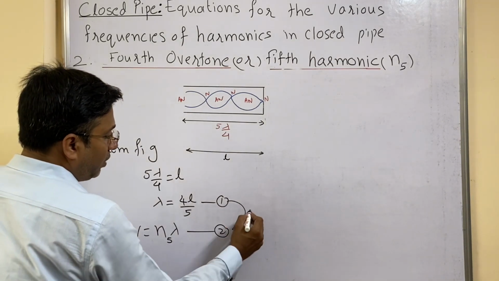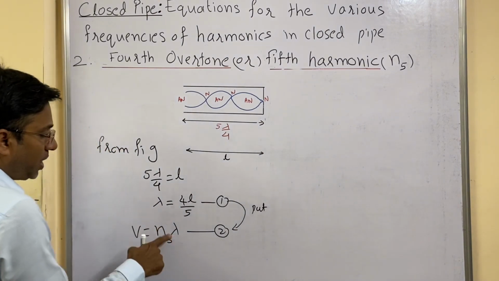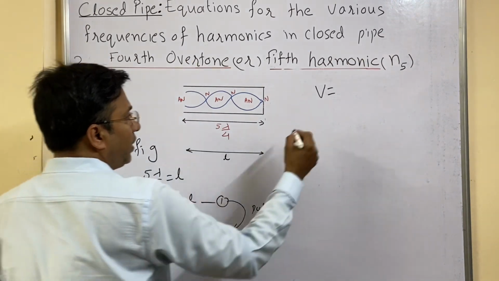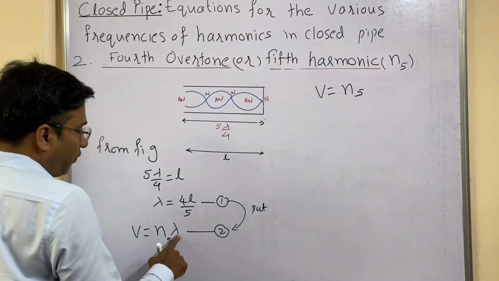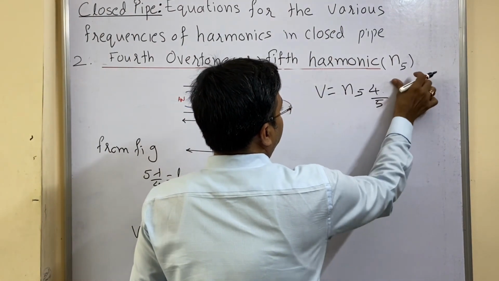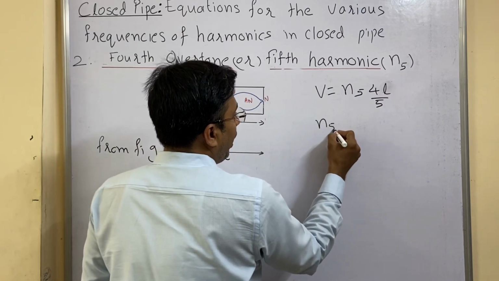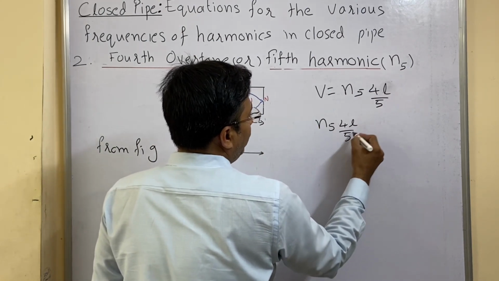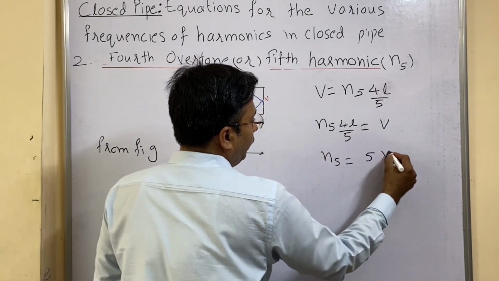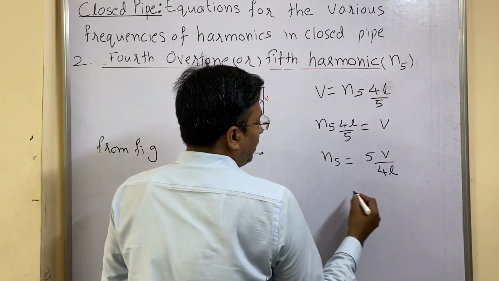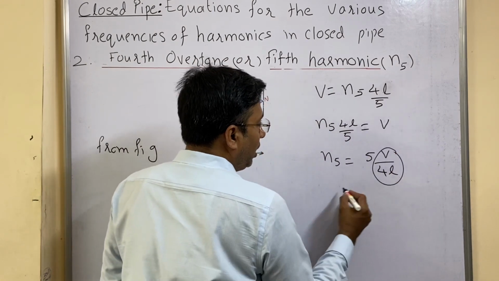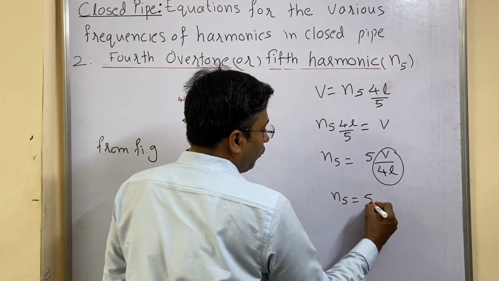Now put equation 1 in equation 2. That means the value of lambda we have to write here. Therefore, V is equal to N5, as it is, and in place of lambda, 4L by 5. Now flip the equation. N5 times 4L by 5 equal to V. We have to find N5. So N5 is equal to 5V by 4L, cross multiply. So this is the equation for N5, 5V by 4L. Here in place of V by 4L, we will write N1. Therefore, N5 is equal to 5N1.